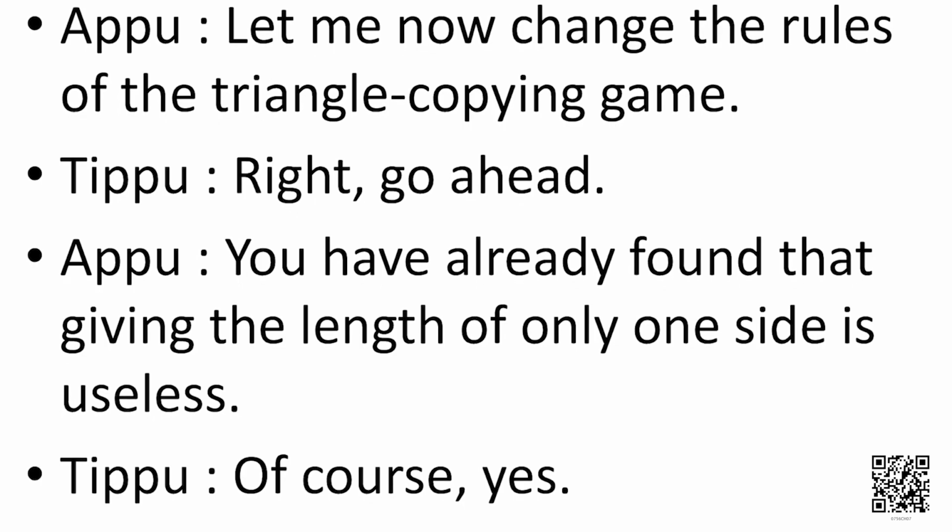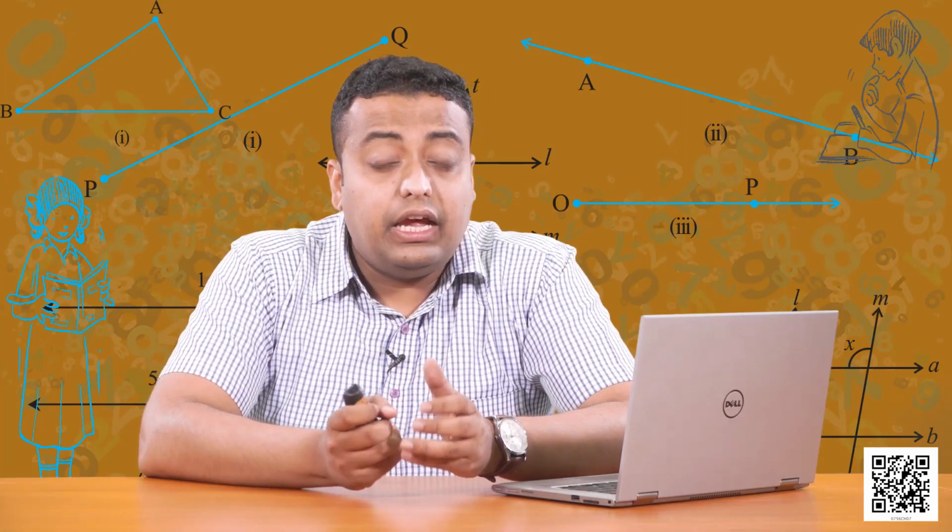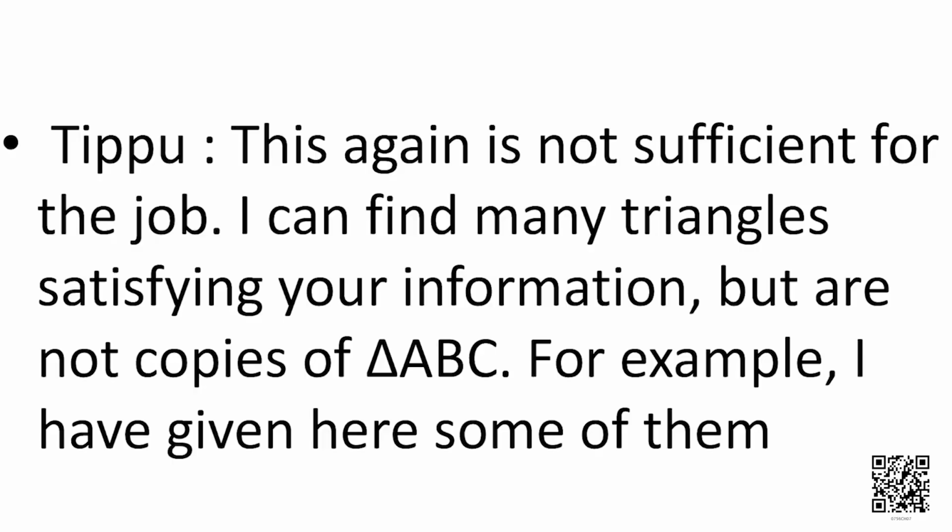Tipu agreed. Appu then added that in that case, let me tell you that in triangle ABC, one side is 5.5 cm and one angle is 65 degrees. Then Tipu replied that this again is not sufficient for the job, that is to copy and make the same triangle. He said that I can find many triangles satisfying the information, but they are not copies of triangle ABC, like these.